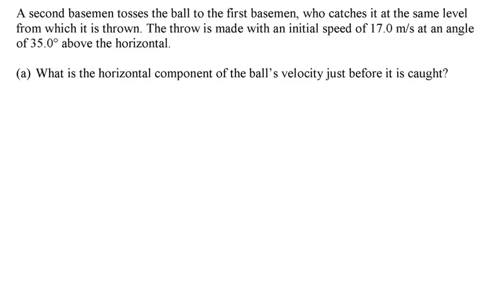In this example problem, a second baseman tosses the ball to the first baseman, who catches it at the same level from which it is thrown. The throw is made with an initial speed of 17.0 meters per second at an angle of 35 degrees above the horizontal. So part A asks, what is the horizontal component of the ball's velocity just before it is caught?